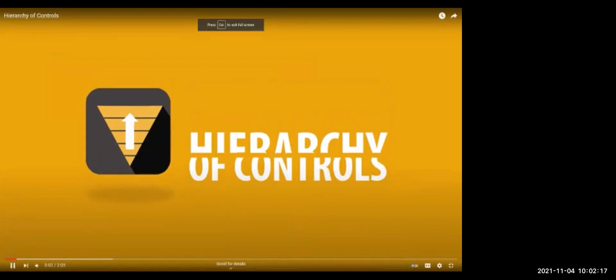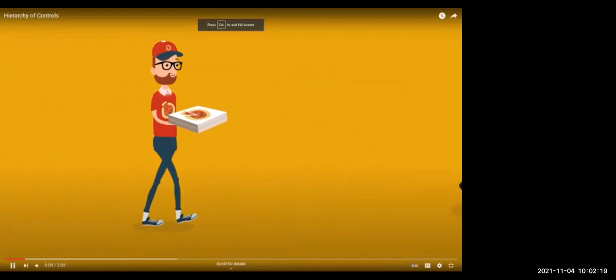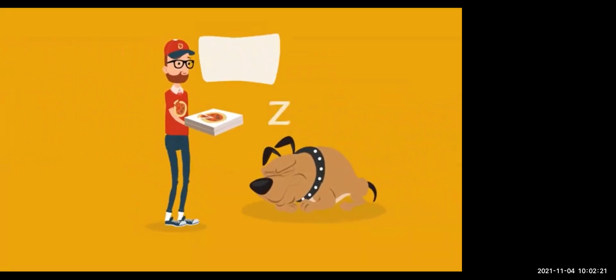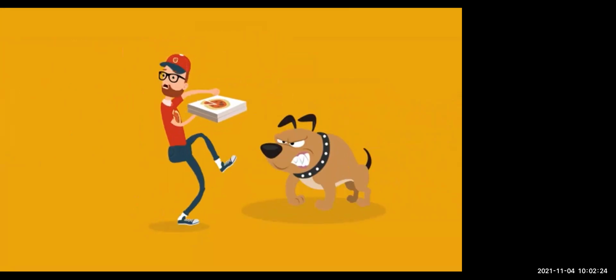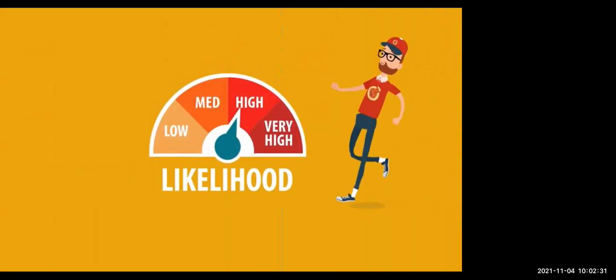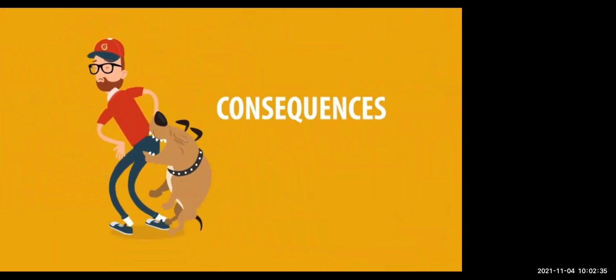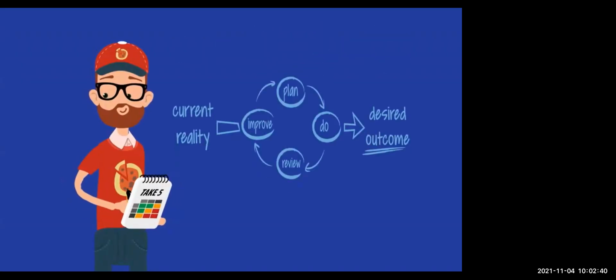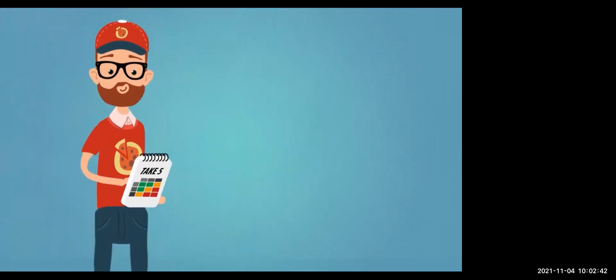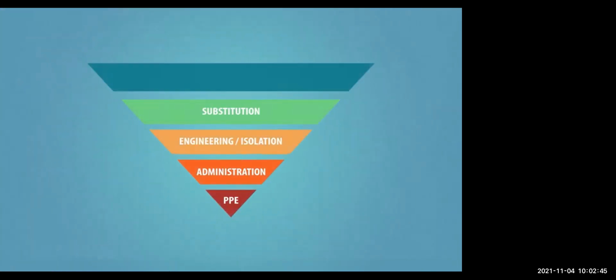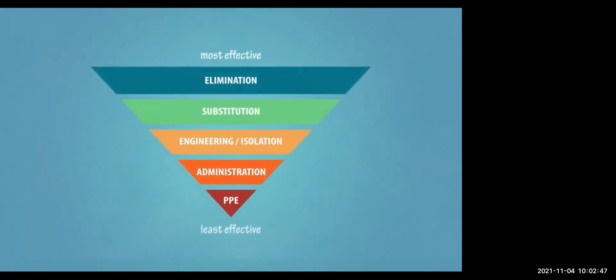The hierarchy of controls. The level of risk associated with an event can be established by assessing the chance of the event happening, likelihood, and the potential harm or damage the event could cause, consequences. Plan and implement controls to eliminate or reduce risks before you proceed with your task. Some types of controls are more effective than others. Use the hierarchy of controls to choose the best method.